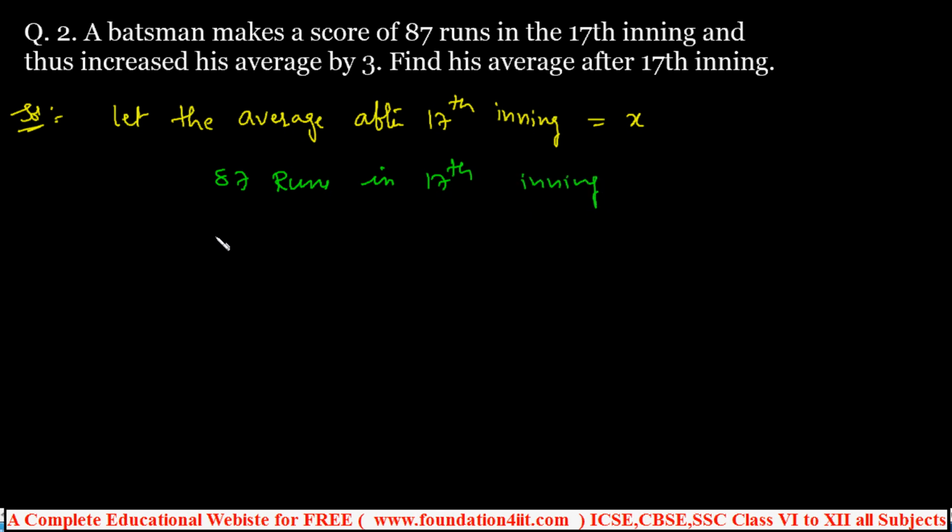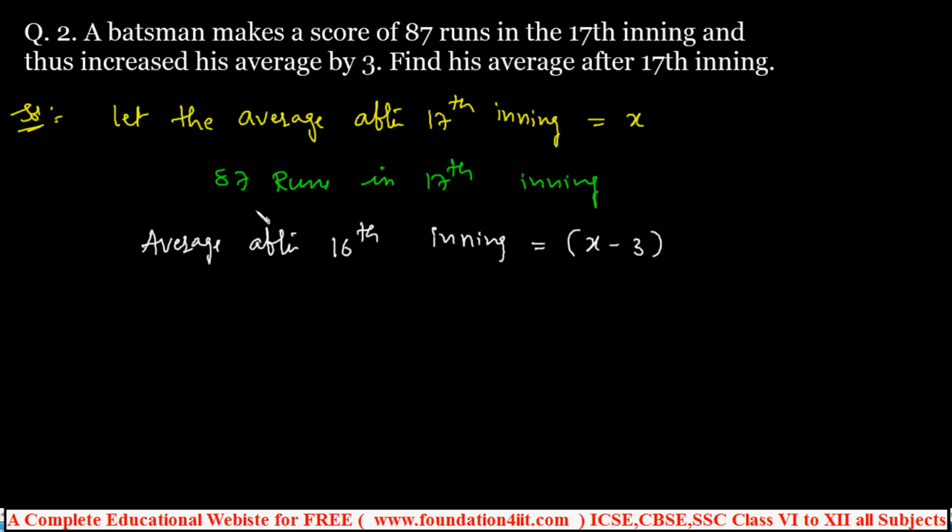Now we need to take the average after the 16th inning. It's not given, but his average increased by 3. So if the average after the 17th inning is x, then after the 16th inning it is x minus 3. We know that. Now the average after the 16th inning is x minus 3, and 87 runs is given.